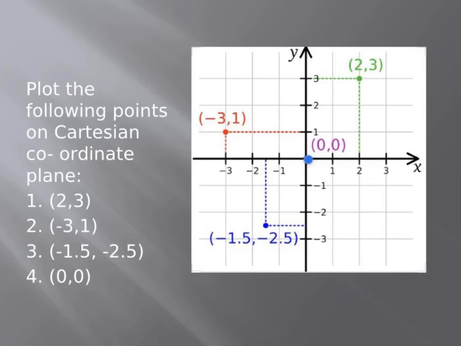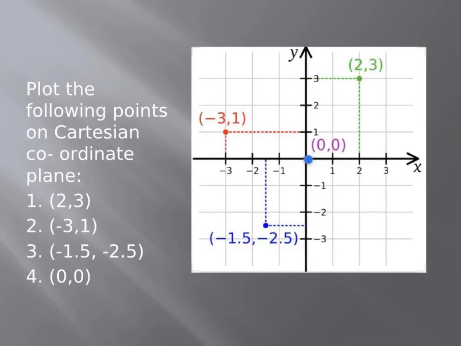Next is minus 1.5 and minus 2.5. Now here the x coordinate is minus 1.5. Now you know that minus 1.5 lies exactly between minus 1 and minus 2, and y coordinate is minus 2.5, which lies exactly between minus 2 and minus 3.